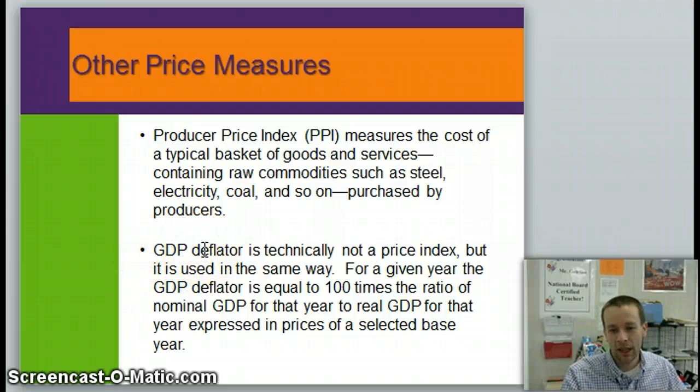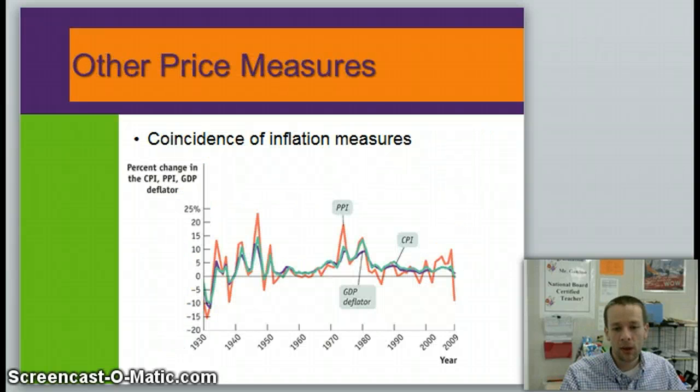Even though it's not a price index, it's used the same way to compare what happens year to year. And so it turns out when you put all these together, they all correlate pretty closely with each other. All of these come out to the same area and tell us the typical rate of inflation. Notice we had years where it spiked really, really high, up to 25%. We've also seen deflation in certain years.